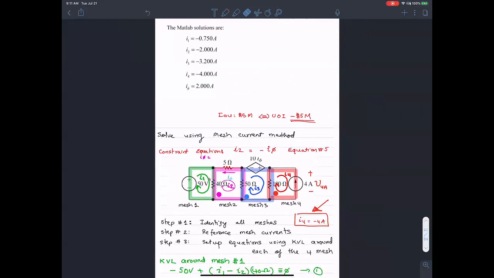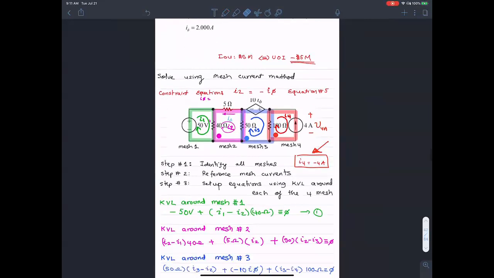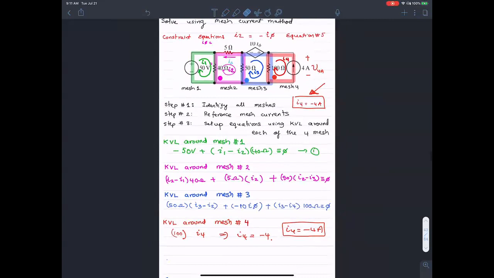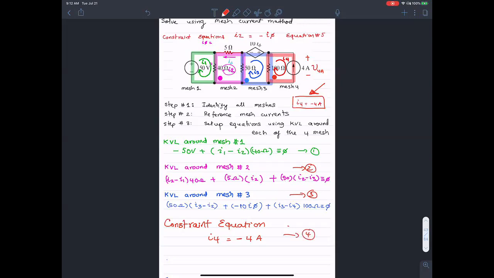I4 would be -4 amperes. I4 is -4 amperes is the constraint equation that we got. So for mesh 4, I'm going to use the constraint equation, which says I4 equals -4 amperes. So this is equation 1, equation 2, equation 3, and equation 4. If you were to set up the KVL, you would have to include 100 times I4 minus I3. That will be the voltage drop across that resistor.